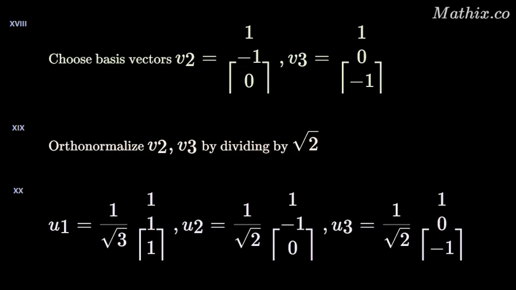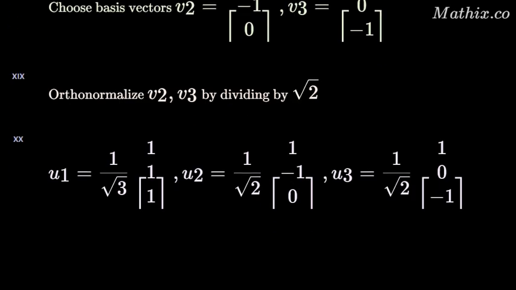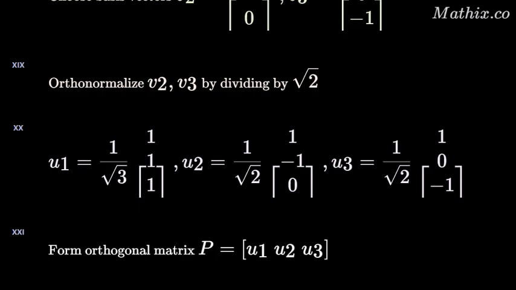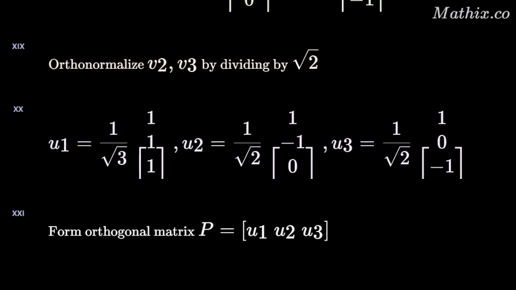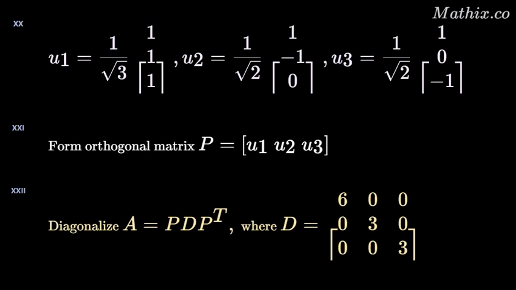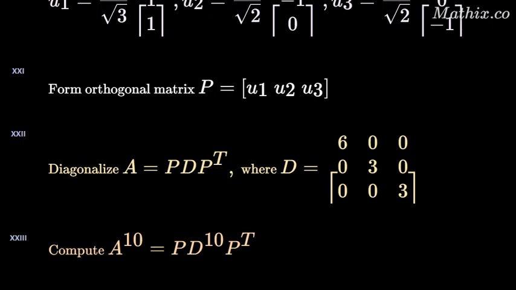We define u1 as 1 over the square root of 3 times the vector with all 1s, u2 as 1 over the square root of 2 times the vector 1, negative 1, 0, and u3 as 1 over the square root of 2 times the vector 1, 0, negative 1. We form the orthogonal matrix P by placing vectors u1, u2, and u3 as its columns. Matrix A can then be diagonalized as P times diagonal matrix D times the transpose of P, where D has diagonal entries 6, 3, and 3.